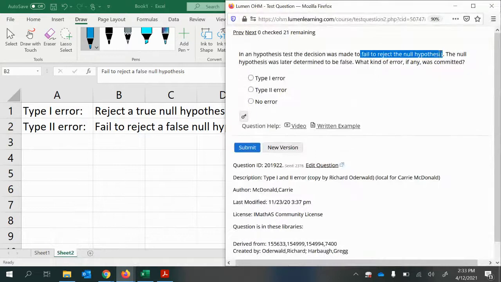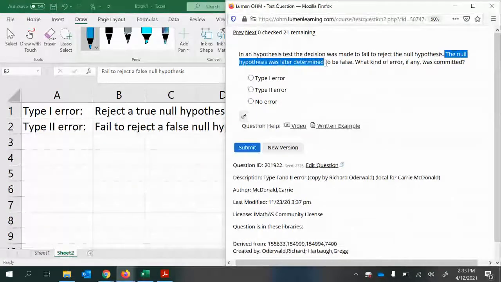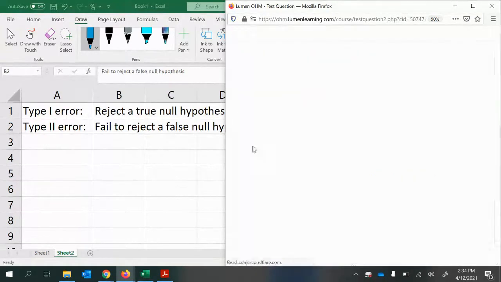The next part of it says, the null hypothesis was later determined to be false. So we failed to reject the null hypothesis, and it was false, so we really should have rejected it, right? So this would be a type 2 error.